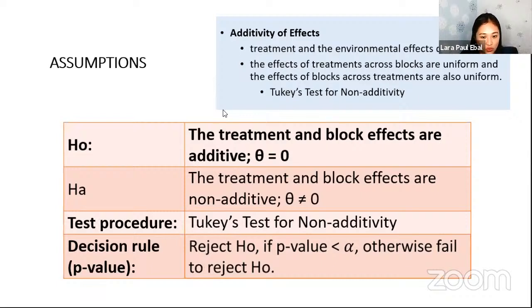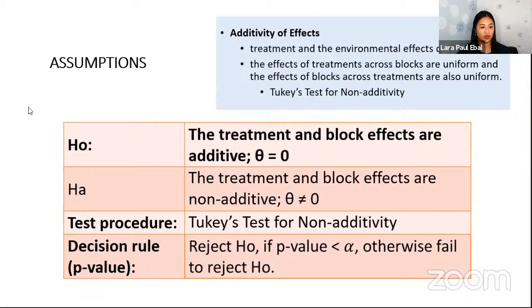So Tukey's test for non-additivity. Take note, we also have this HO: the treatment and the block effects are additive or do not interact. And then we have this HA: the treatment and the block effects are non-additive. Then the test procedure is Tukey's test for non-additivity. And then the decision rule: we reject HO if the p-value is less than alpha, otherwise fail to reject HO. So we use the alpha here.